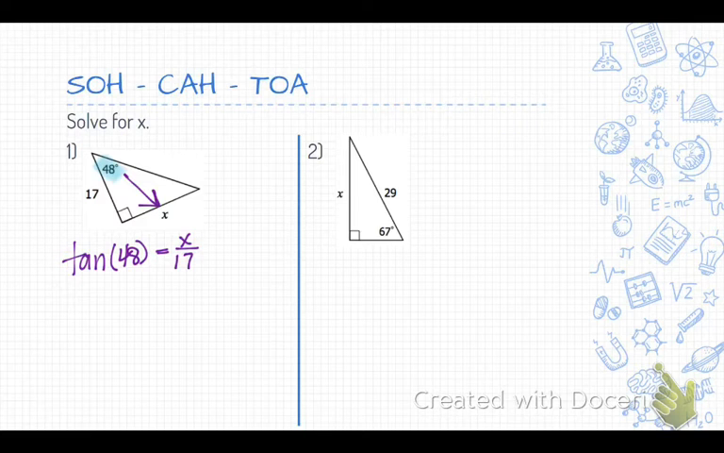You can't plug this into a calculator. Do I like having that fraction? No, I can get rid of the denominator though. How am I going to do that? Can I multiply by 17 like that? What I do to one side, I'm going to do to the other. So that means I'm left with x equals 17 times tangent of 48. And those are all numbers. So this can be plugged into a calculator, okay?